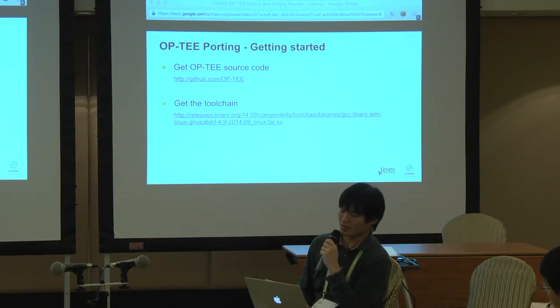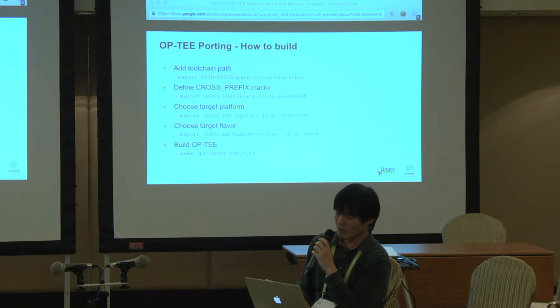So assuming that the ARM Trusted Firmware has been ported, you can start porting OP-TEE by getting the OP-TEE source code and the cross compiler for it. Obviously, you want to try building it first, and you can build it by defining the following exports, macros before running make. So the toolchain path, the cross prefix, target platform, and the target flavor.